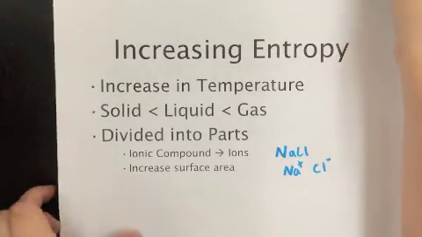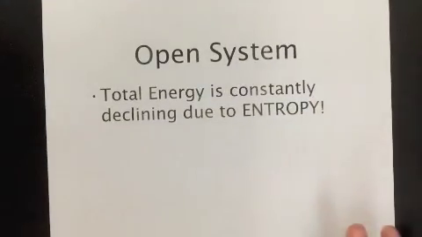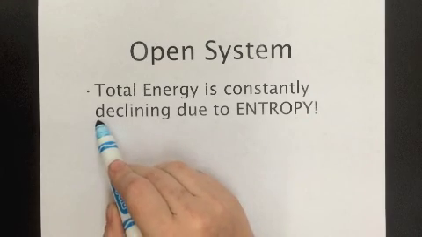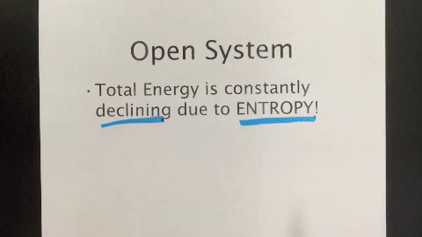Okay? Then the last thing that you need to know about entropy is that in an open system, meaning particles are coming in and out of it, the total energy is constantly declining due to the entropy of the substances. Because remember, entropy is constantly increasing. So what's happening to the total energy is that it's going towards the entropy, so therefore it decreases over time. Now with entropy, literally it's just a vocabulary word that you need to know the meaning of, and how it changes, and what those changes do to the entropy.